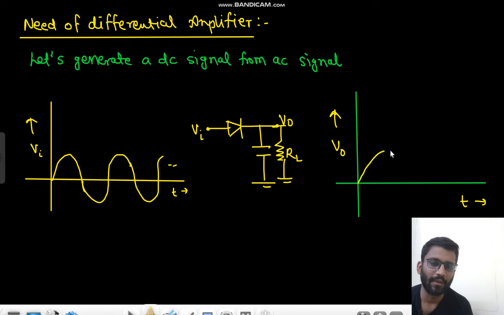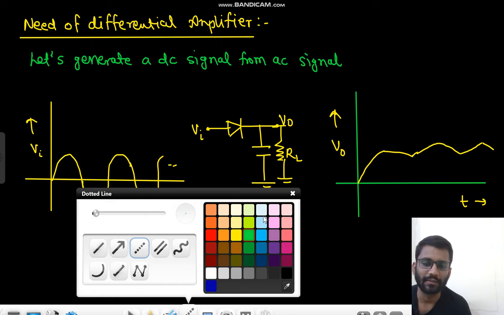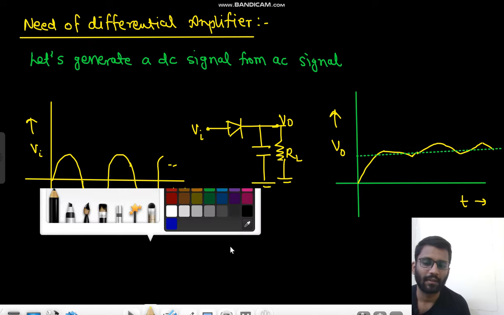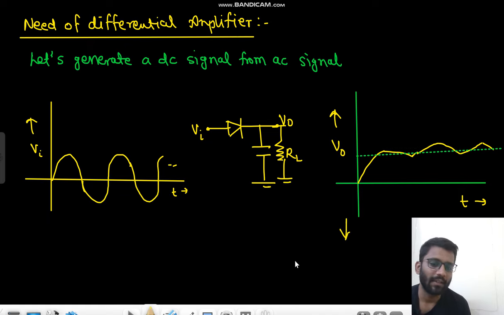First it will copy, then it goes down, then it goes up, goes down like this, right? I should make it more properly, like this. This is the basic stuff that everyone knows. So basically your output is VDC plus a small signal. I should write Vm sin omega t.